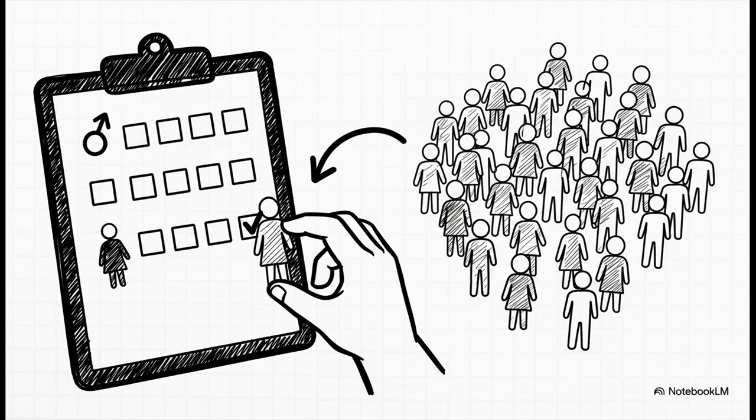Okay, so quota sampling is basically an attempt to fix the most obvious problems with convenience sampling. Here, the researcher has a checklist, a quota they need to fill. They might say, okay, I need to interview 50 men and 50 women. And then they go out and just find people until those spots are filled. So it does make sure you have some representation, but, and here's the key, the choice of who fills those 50 spots is still based on convenience, not on randomness.